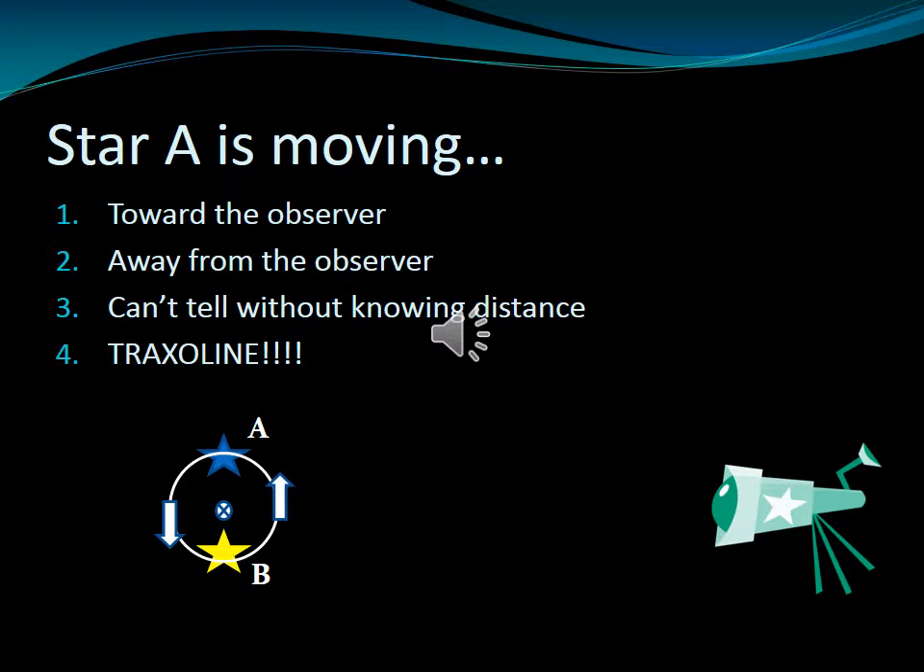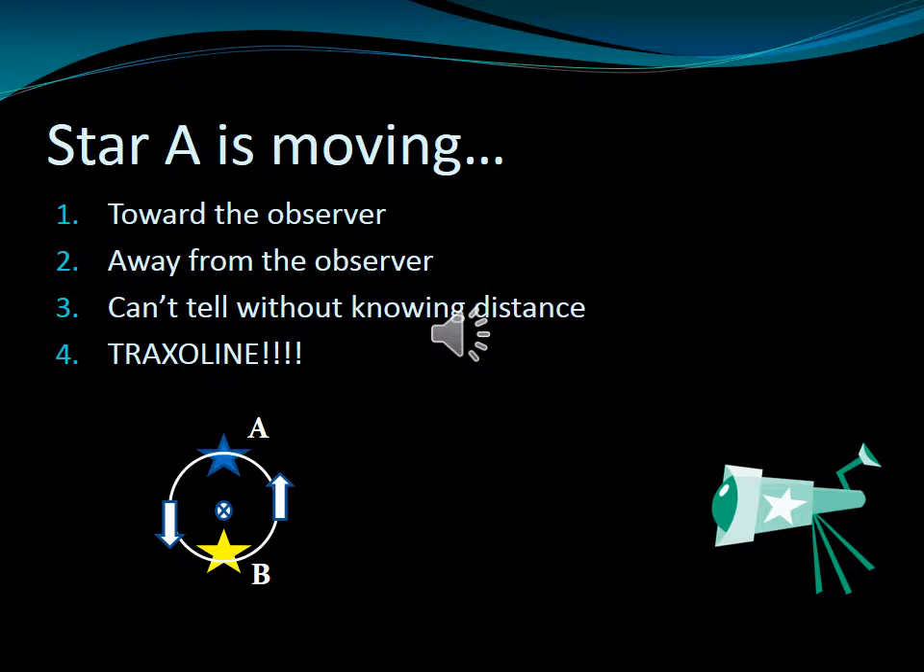I've got a little diagram here that's got two stars that are orbiting around a common center of mass. So this is like a little binary star system, and it's got stars A and B. Star A happens to be a blue star, and star B happens to be a yellowish star. And you happen to be over there where that little clip art telescope is.